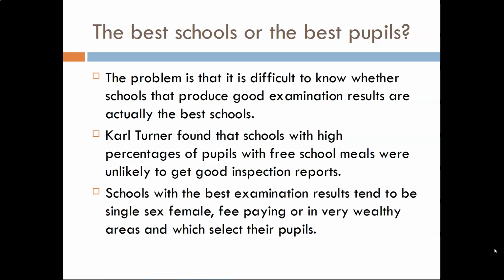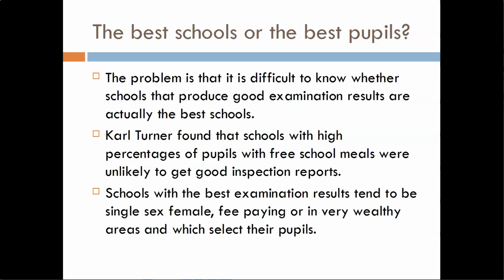So are these the best schools or the best pupils? The problem is, it's difficult to know whether schools that get good exam results are actually the best schools. Carl Turner found that schools with high percentages of pupils with free school meals were unlikely to get good inspection reports. Let's think about this. Schools with high percentages of pupils that have free school meals, so they're from perhaps more socially deprived backgrounds, are unlikely to get good inspection reports.